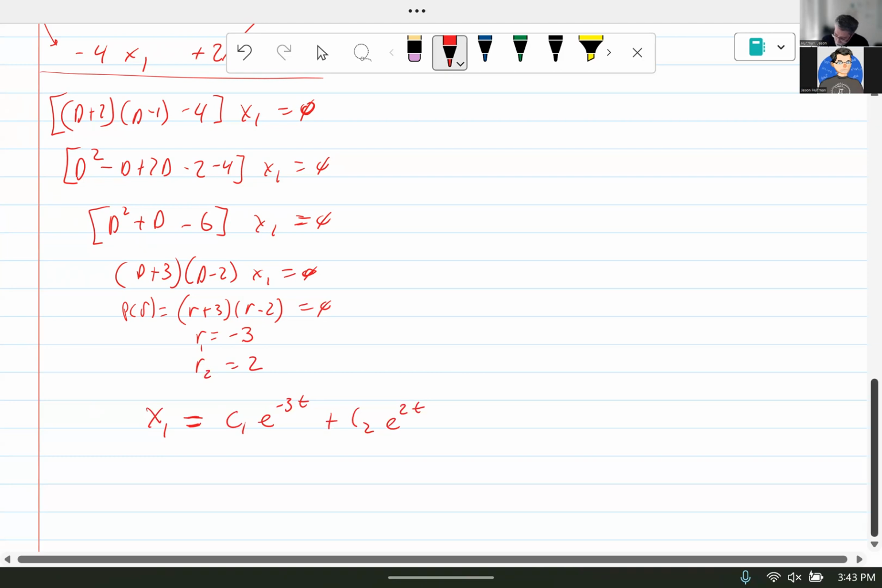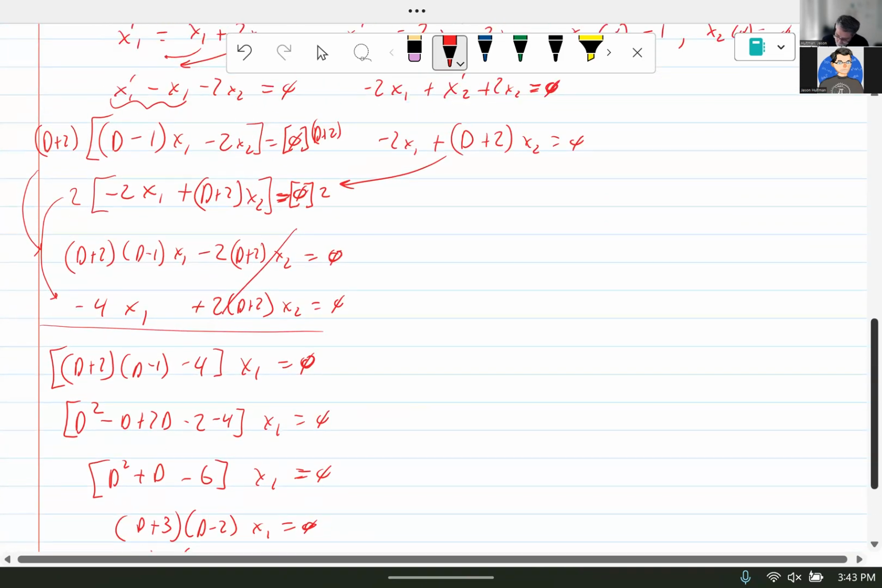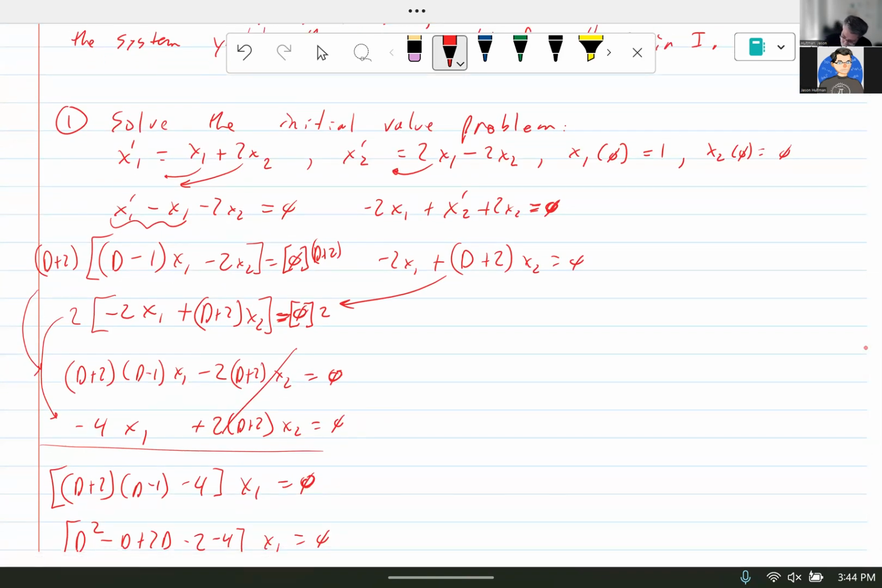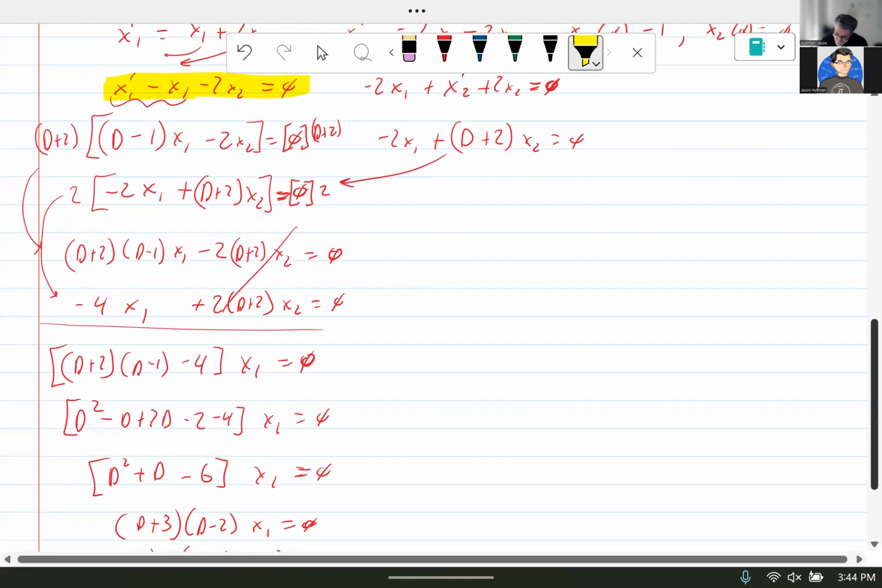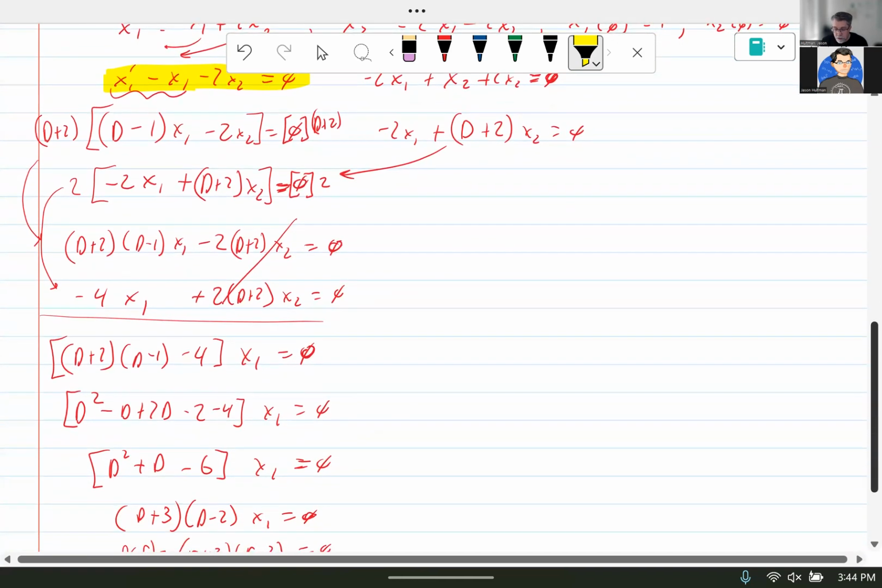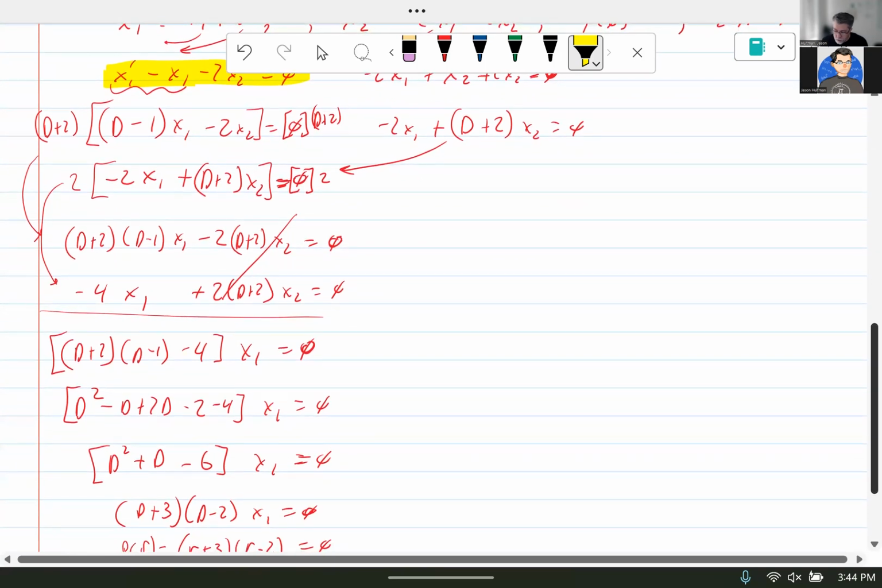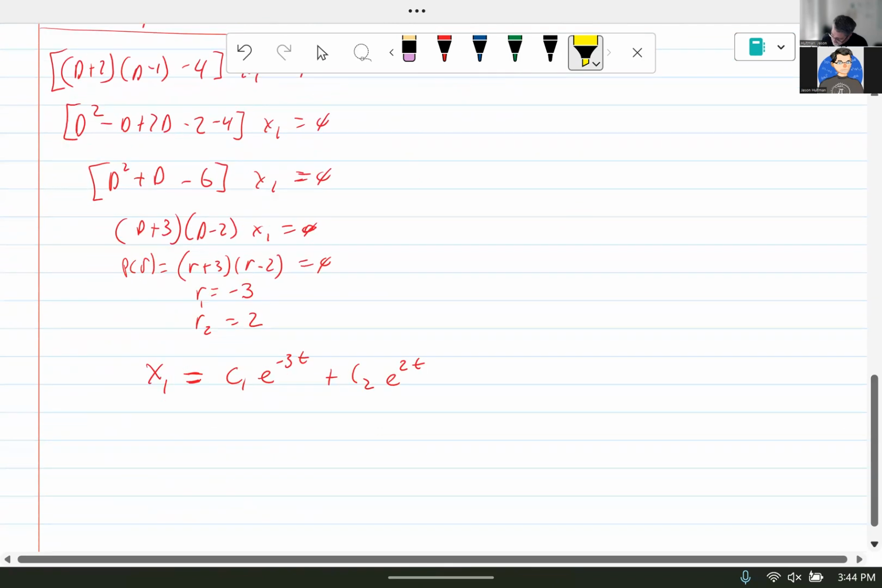Okay, well, I can go back to one of my original equations, that being this one here. And I can use the fact that I have x1. I can take the derivative of x1 to find x1 prime, and then I can solve this equation for x2 and get x2. So that's the general procedure. We know x1. We're going to take the derivative of x1 to find x1 prime and then solve for x2. Let me move that down here.